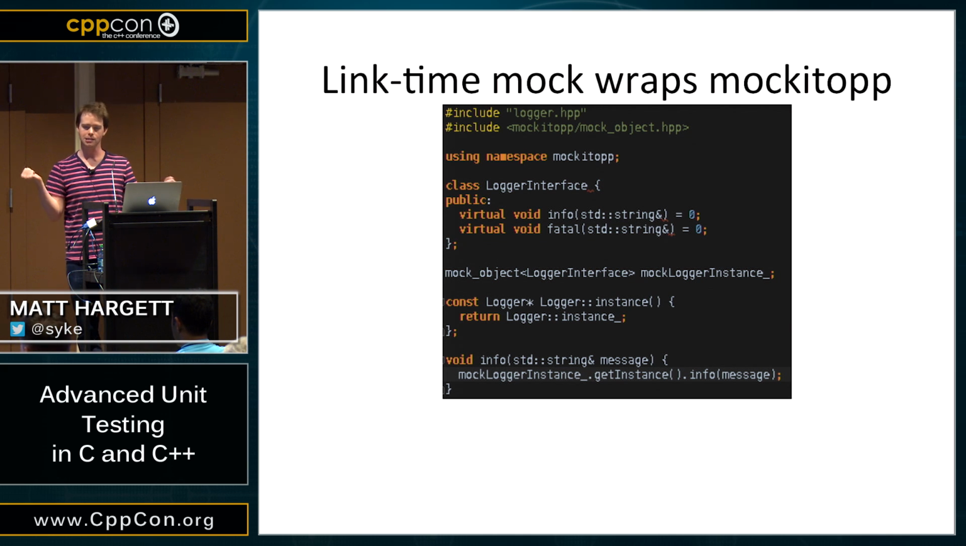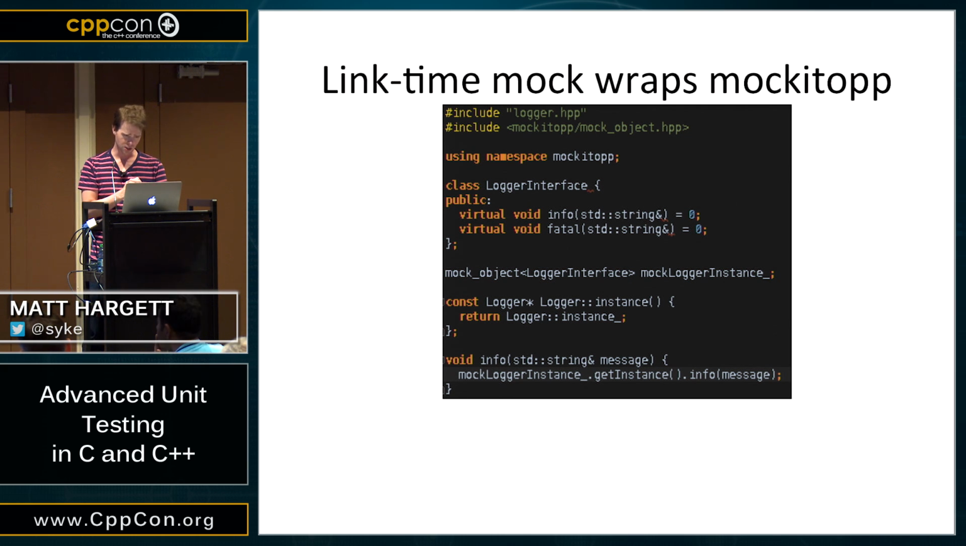And if that feels weird, it's because it is weird. But if you can't inherit it, you can't change it or whatever, you can still do this. You just have a little bit more duplication, a little bit more maintenance overhead. So I make a mock object for that logger interface that I just made. The next thing is I have a logger instance, which is going to satisfy that header file's declaration, right? That I have a static instance method that returns a const logger star.